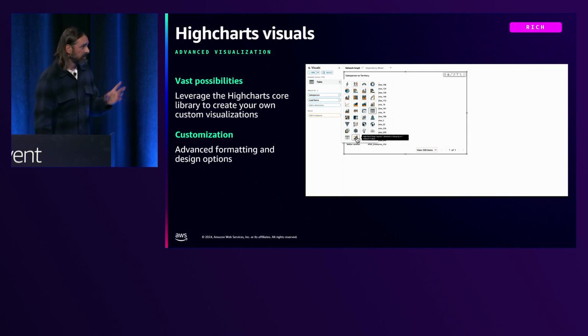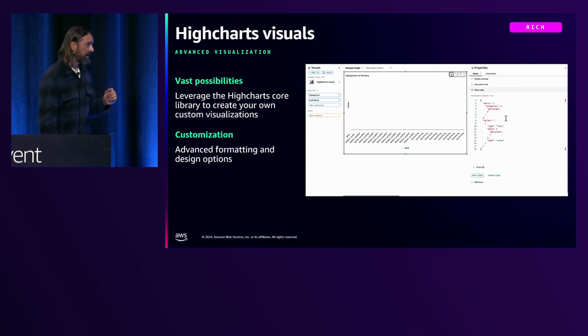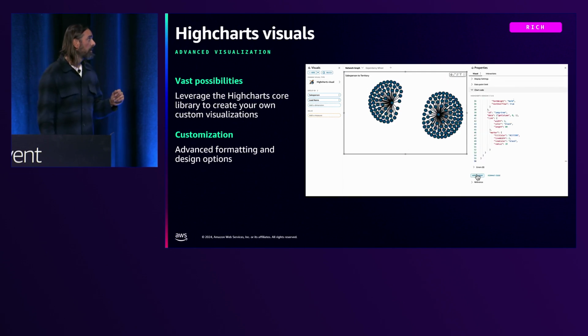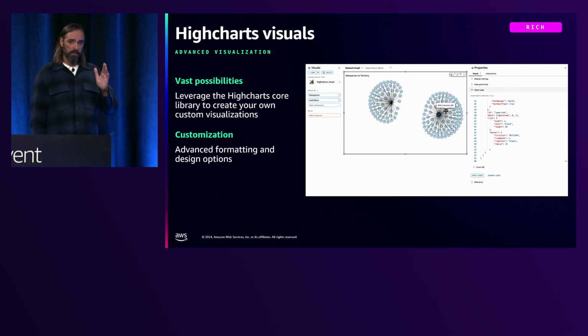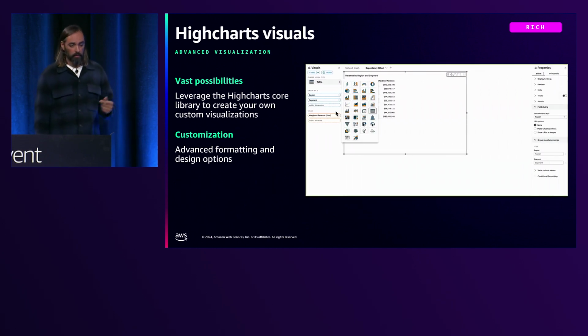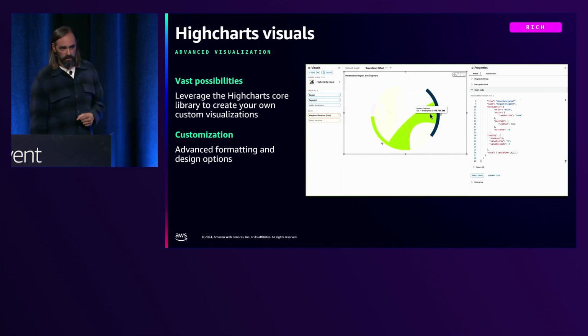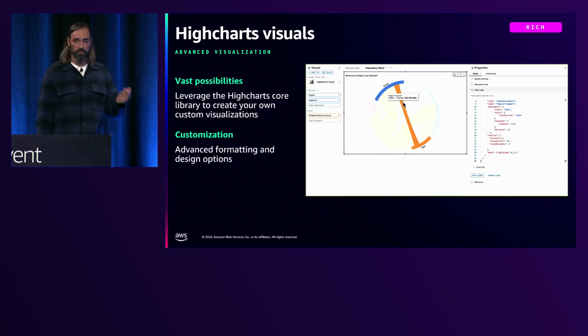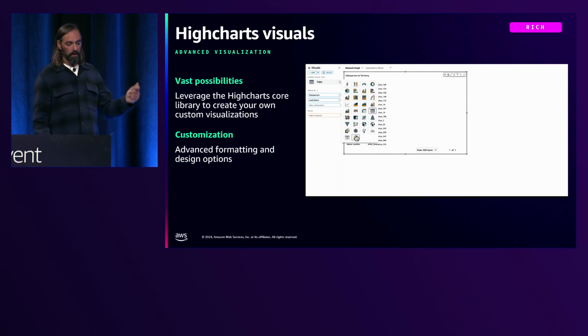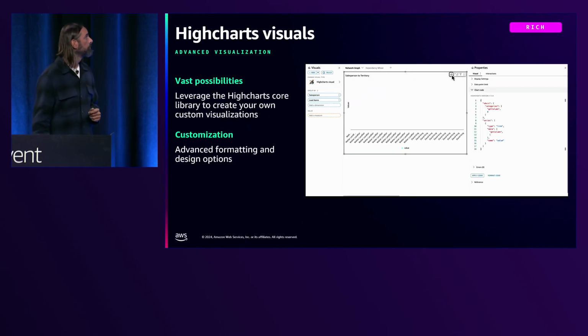And finally, this is probably one of the more exciting launches that's happened in the last month. We released a new visual type that's leveraging the HighCharts core library. And ultimately, what it lets us do is add over 100 new visualizations into QuickSight with all of their configuration possibilities available to you as a dashboard author. And we'll see this in a little bit in a demo.